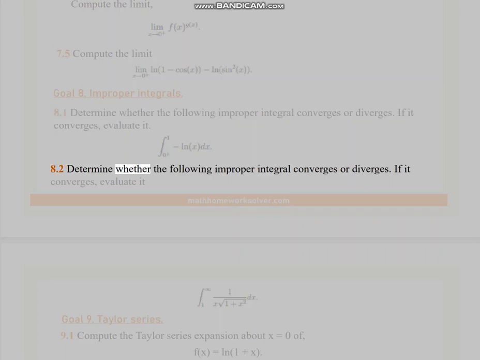8.2 Determine whether the following improper integral converges or diverges. If it converges, evaluate it.